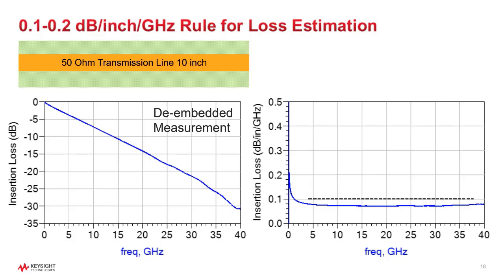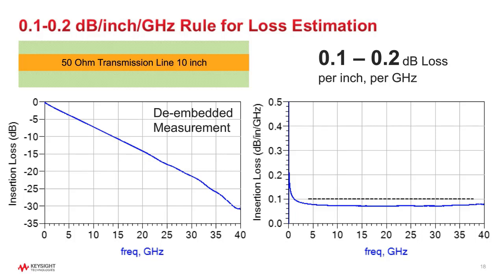So this is a real measurement. It's about 0.1. And just to take care of the range of different substrates, conductor loss and dielectric loss, I'm going to put it at 0.1 to 0.2 dB of loss per inch per gigahertz. That's our estimation rule of thumb.